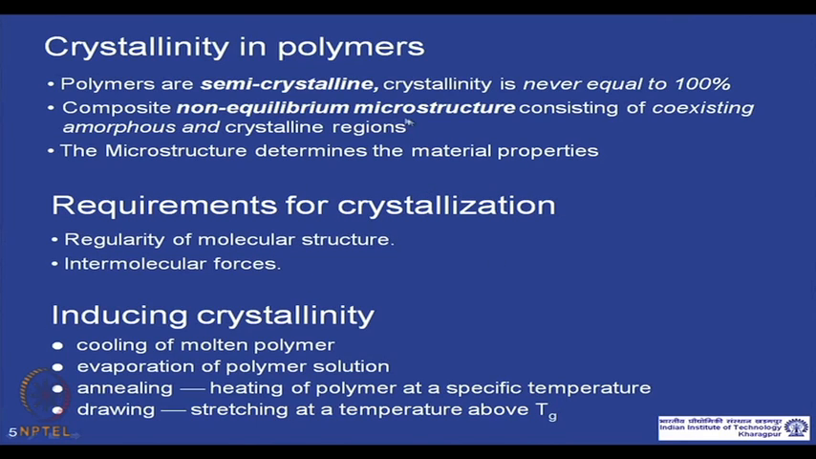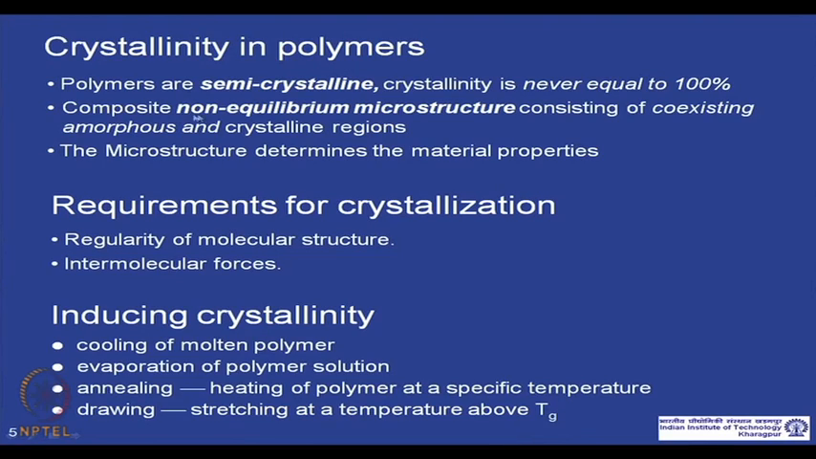Before coming to the melting point discussion, let us just recap the crystallinity in polymers, which we discussed at length in the last lecture. As we discussed many times in this course, polymers are hardly crystallized up to 100%. In most cases the crystallinity varies from 0 to 100% in a polymer. So, polymers are generally semi crystalline in nature, and you have a non equilibrium microstructure with coexisting amorphous and crystalline regions.